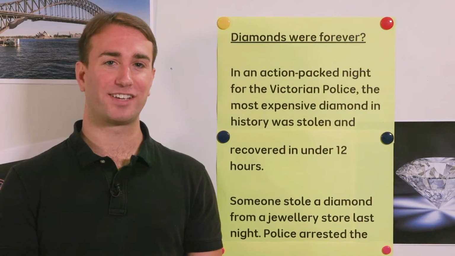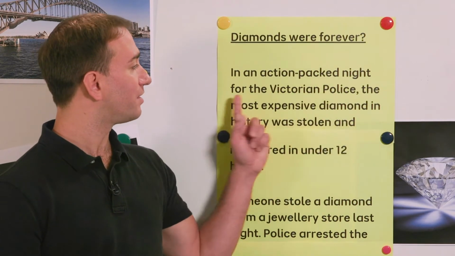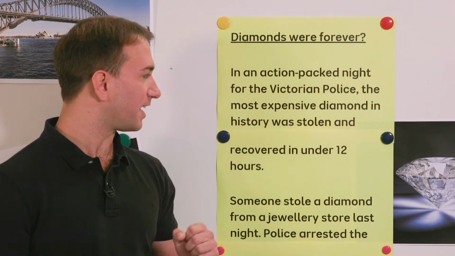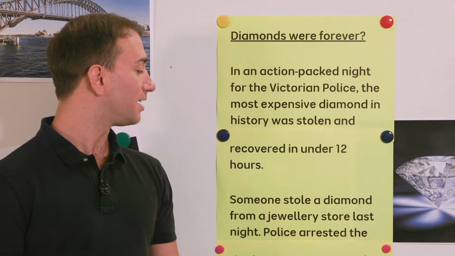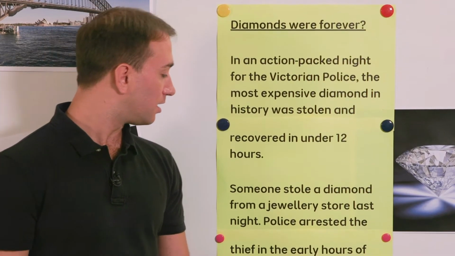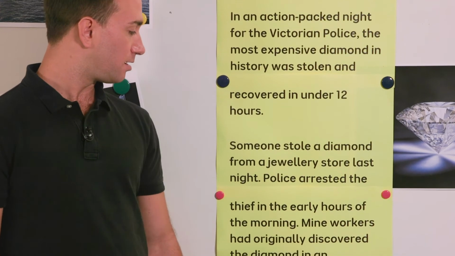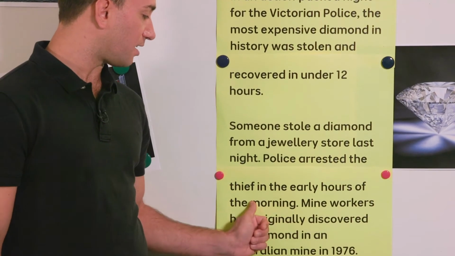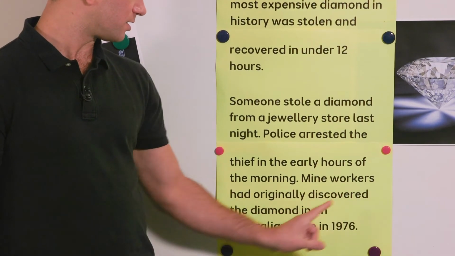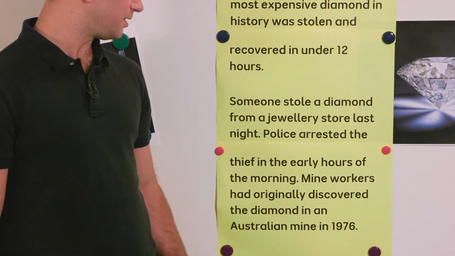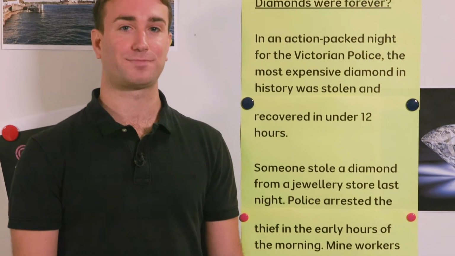Let's take a look at this fictitious news story. In an action-packed night for the Victorian Police, the most expensive diamond in history was stolen and recovered in under 12 hours. Someone stole a diamond from a jewelry store last night. Police arrested the thief in the early hours of the morning. Mine workers had originally discovered the diamond in an Australian mine in 1976.